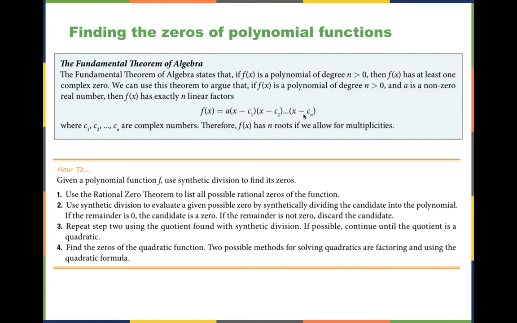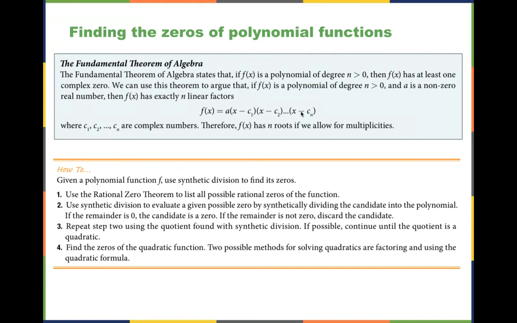Some of them might be complex. Some of them, if we allow for multiplicities, right? So we might have an x minus 1 times x minus 1 times x minus 1. A bunch of the roots might be the same, might have multiplicity greater than 1, okay? But if you've got an nth degree polynomial, you have n roots.